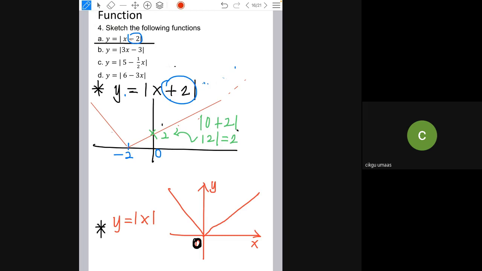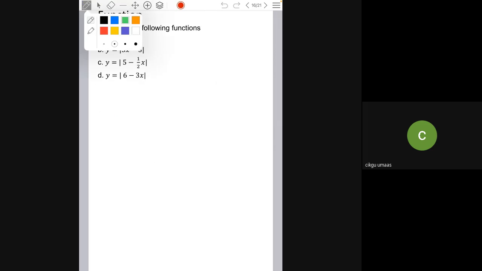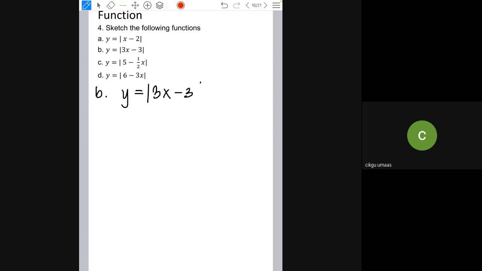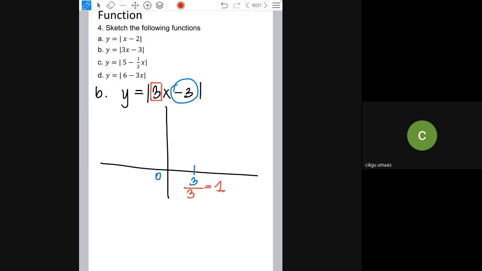Okay. I'll do one more. Let's go to 1B. They want us to sketch this graph: y equal to modulus of 3x minus 3. First step, I saw the famous thing, -3. So that means it will move to the right 3. But now the catch is, I see a number next to the x. Is that a 3? So you divide by 3. So this is 1. So my graph will come down, touch 1, and go back up as normal.